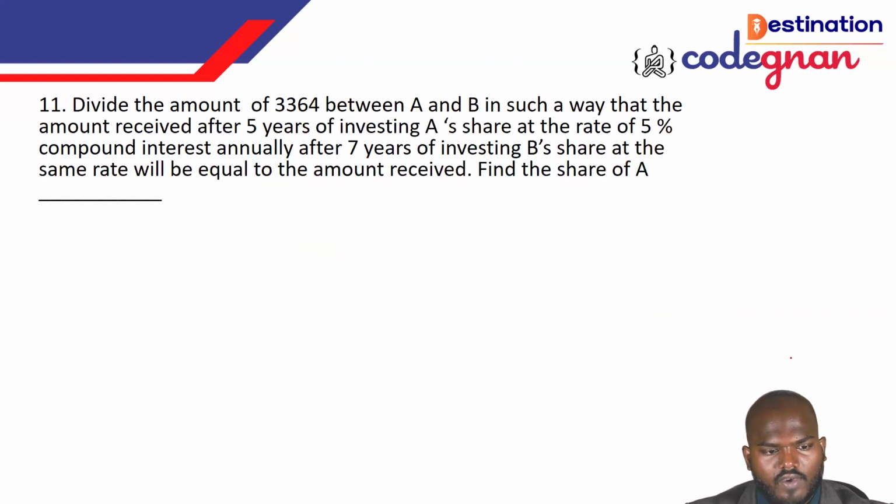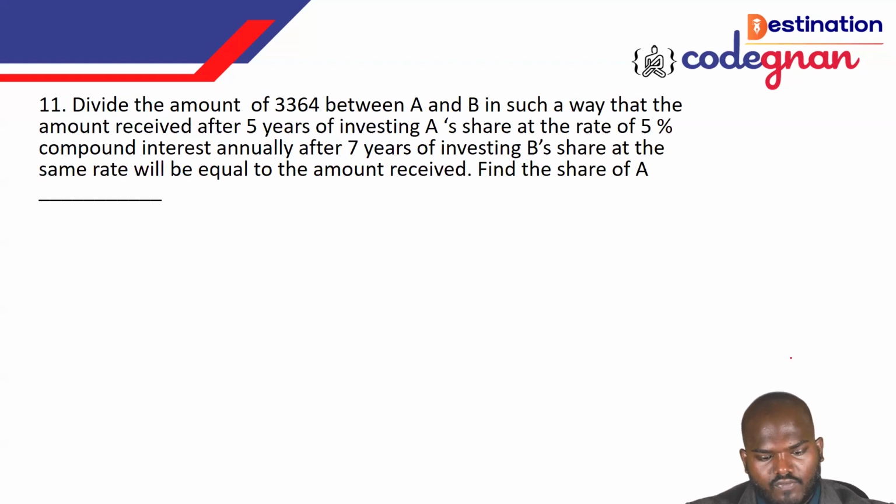Okay, going to the next question, guys. Divide the amount 3364 between A and B in such a way that the amount received by A after 5 years of investing at the rate of 5% compound interest annually, and B's share after 7 years of investing at the same rate, will be equivalent.